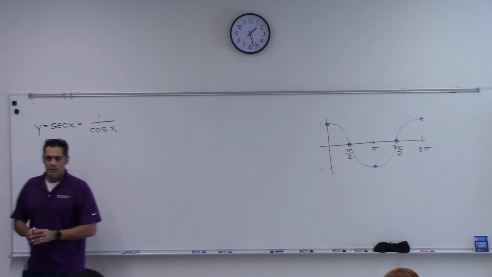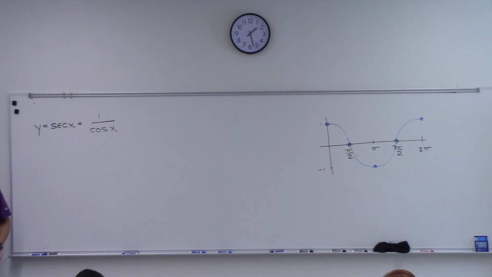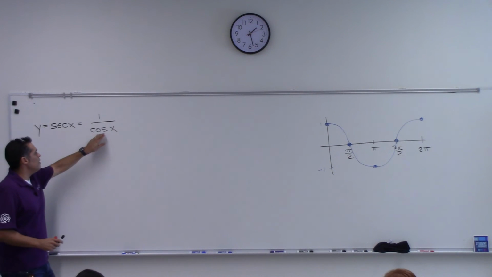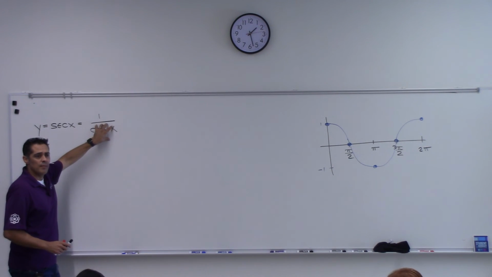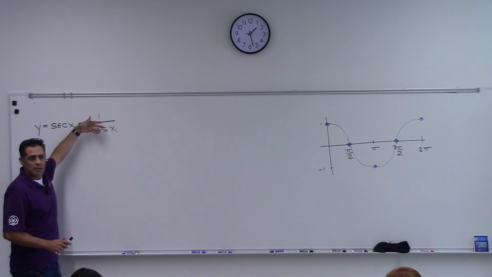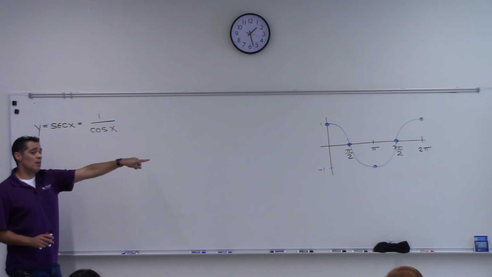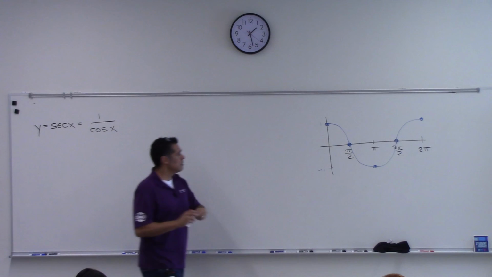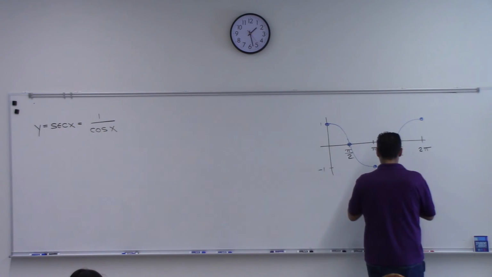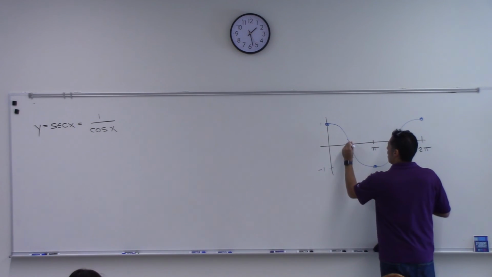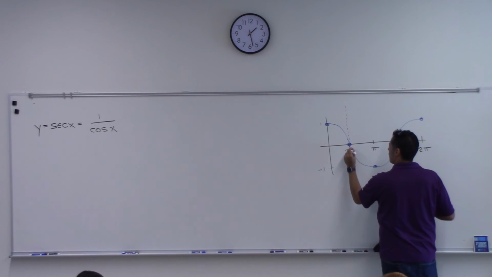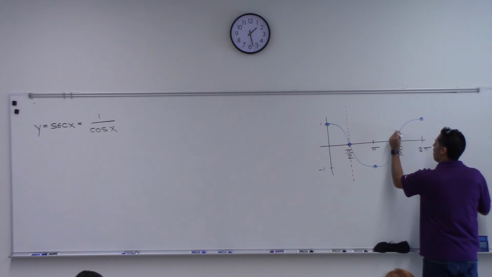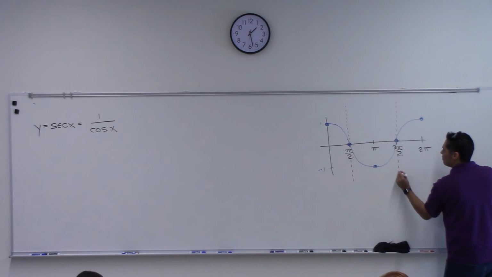Now, same argument we just made a second ago. Anytime we get 0 down here, this is going to be undefined. So anywhere we have x-intercepts over here, this secant function should have vertical asymptotes. So right here at pi over 2, I should have a vertical asymptote. And at 3 pi over 2, I should also have a vertical asymptote.